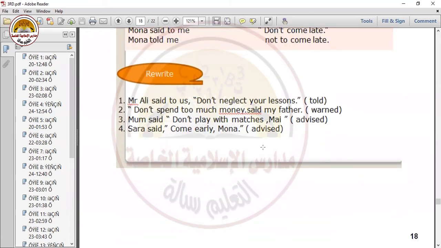Okay, can you change this sentence? Mr. Ali said to us, "Don't neglect your lesson." Neglect means don't be careless towards your lesson. ما تهملش دروسك, okay? Don't neglect your lesson.